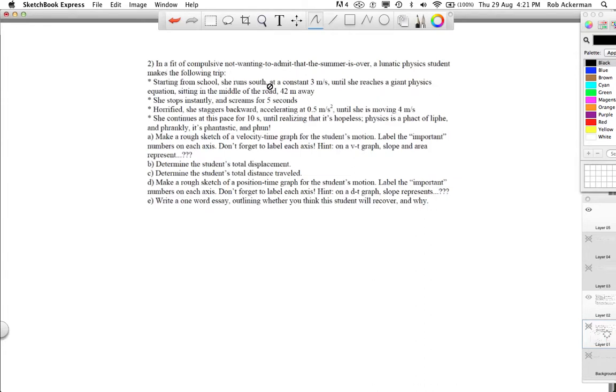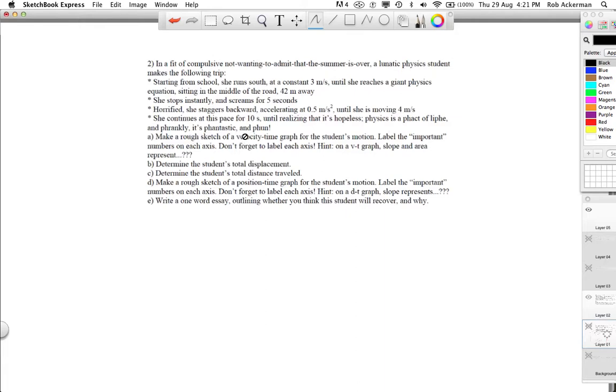Some lunatic physics student is making the following trip. Starts at school, runs south at a constant rate, reaches a giant physics equation sitting in the middle of the road. That's pretty scary. It's a certain distance away. Stops, screams for a certain amount of time, then staggers backward, accelerating at a certain rate until she gets up to a certain speed. Continues at this pace for 10 seconds, and then, well, some silly stuff that I wrote in there.